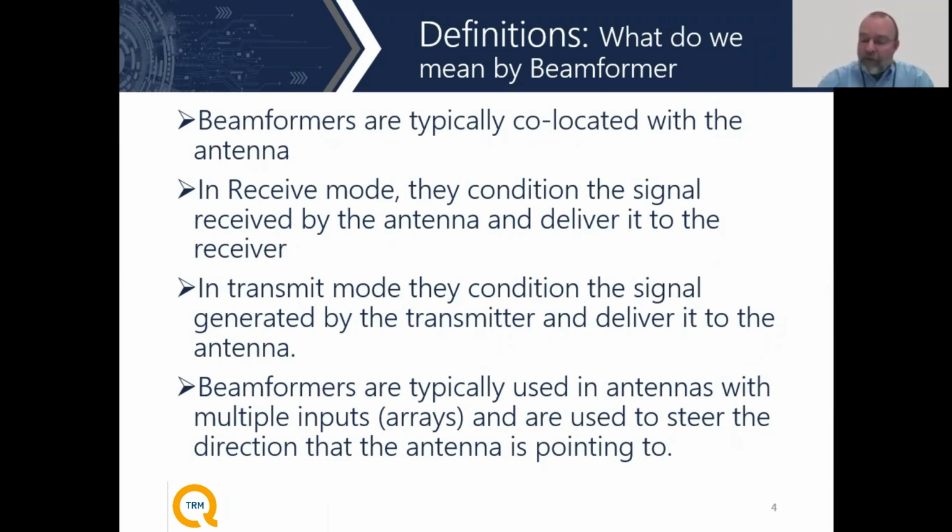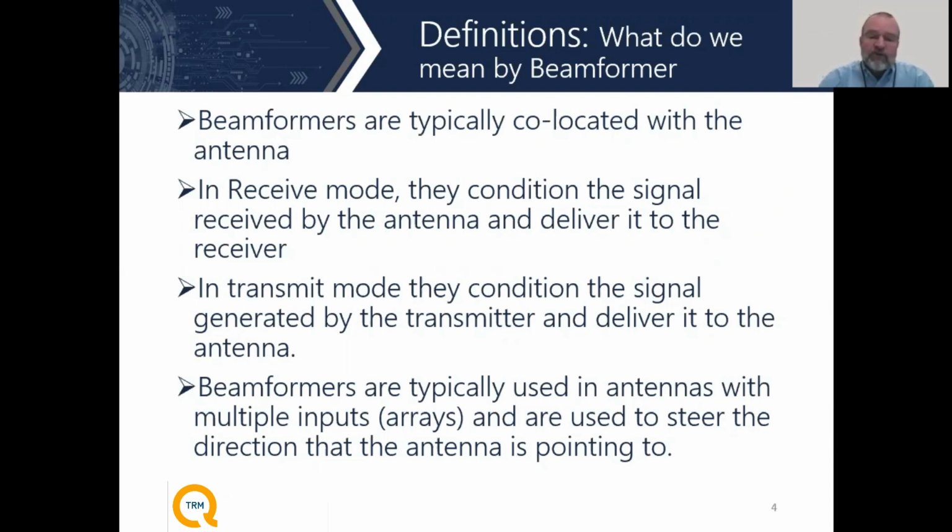Beamformers typically are co-located with the antenna, which is something that from an environmental standpoint we have to consider, since usually antennas are out in the rain. We have to make sure that these beamformers are environmentally secure.